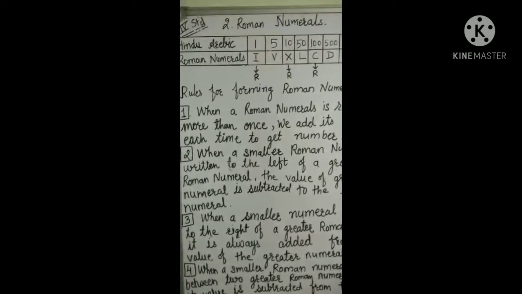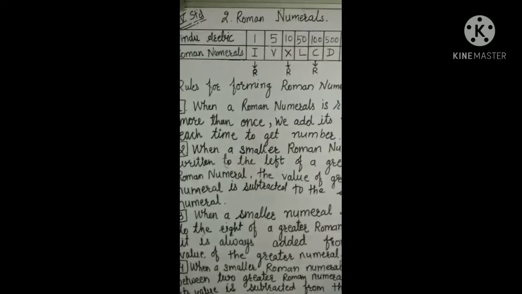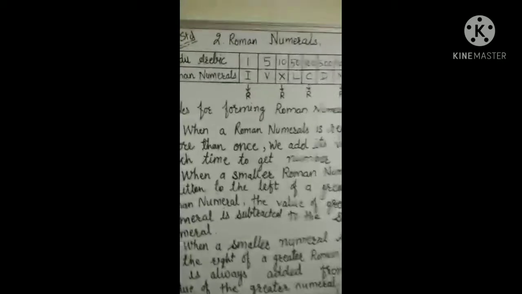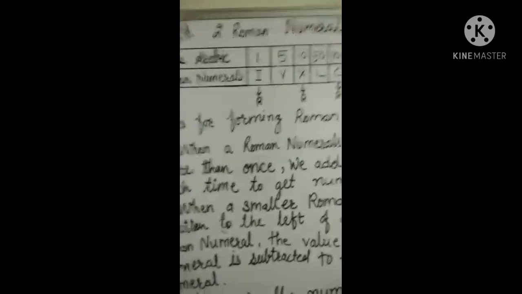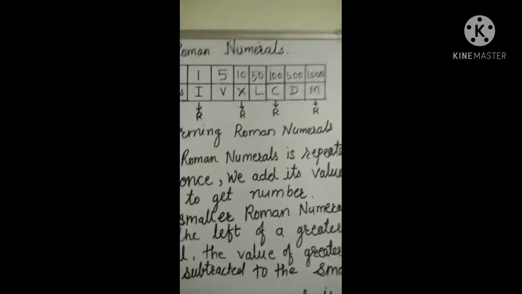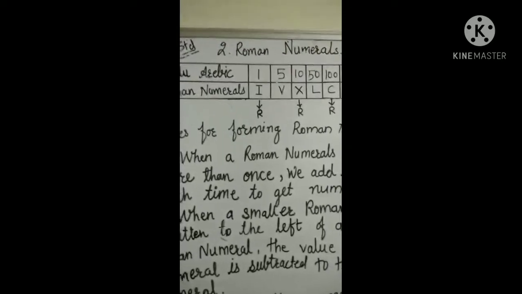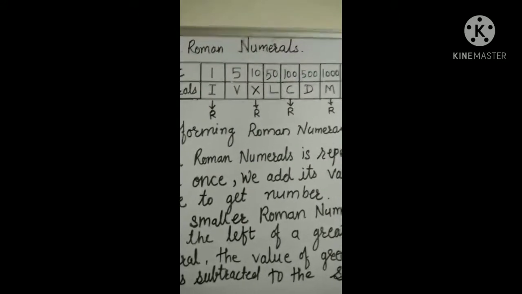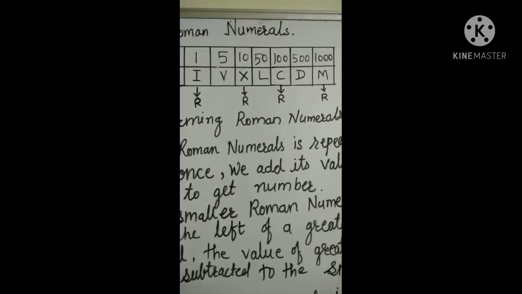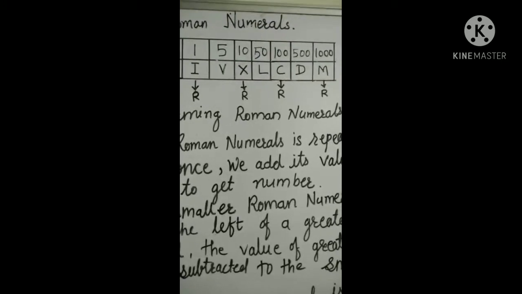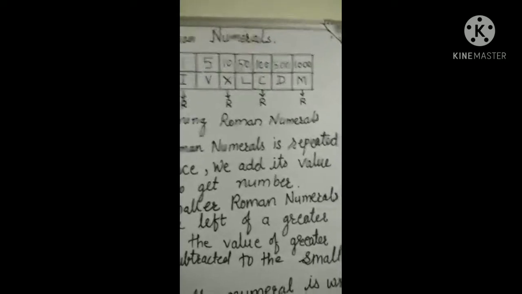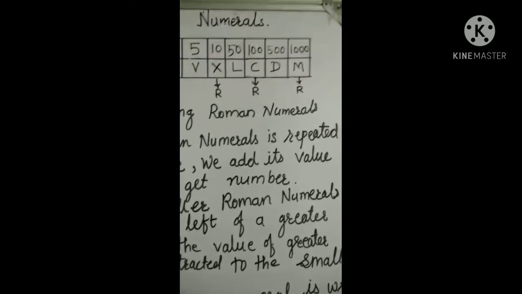Students, Roman numerals are made by 7 basic symbols. These symbols are I, V, X, L, C, D, M. This Roman numeral I stands for 1, V stands for 5, X stands for 10, L stands for 50, C stands for the number 100, D stands for the number 500 and M stands for the number 1000.